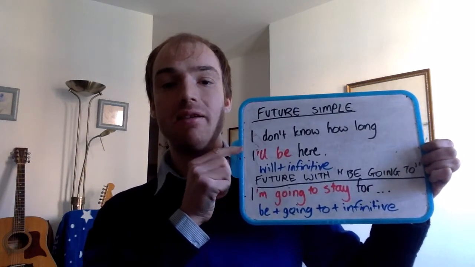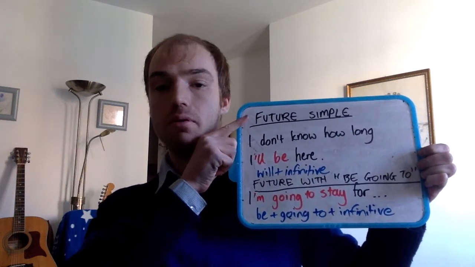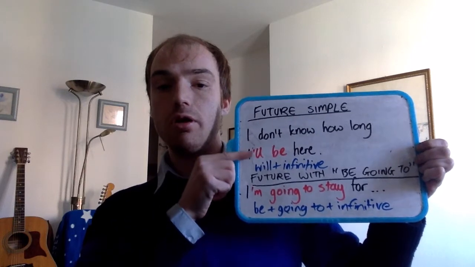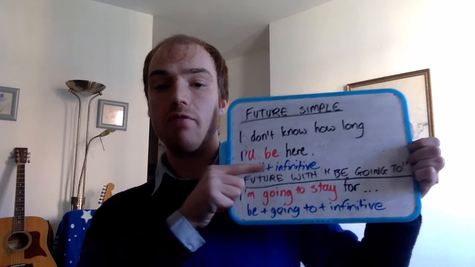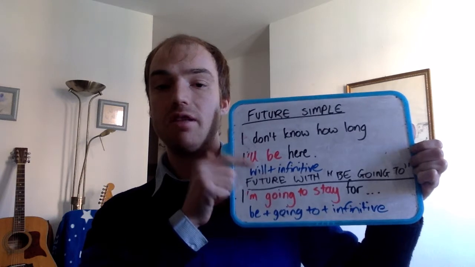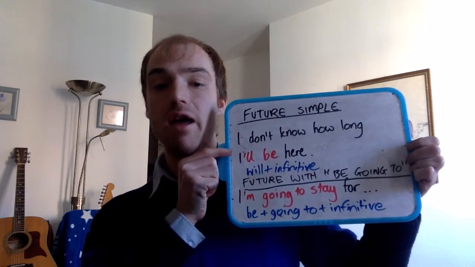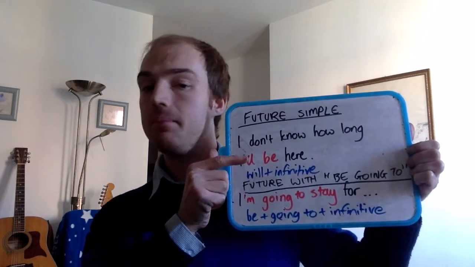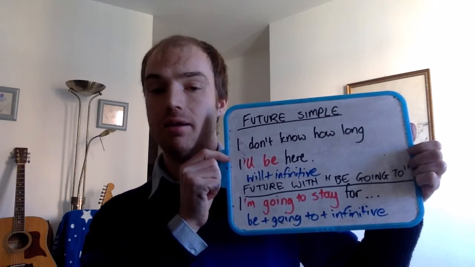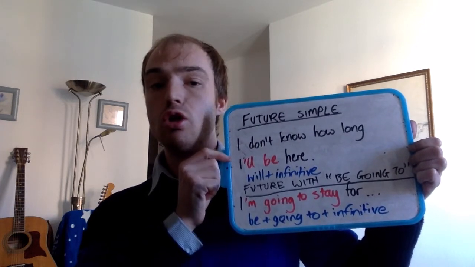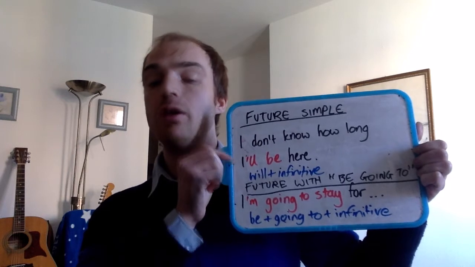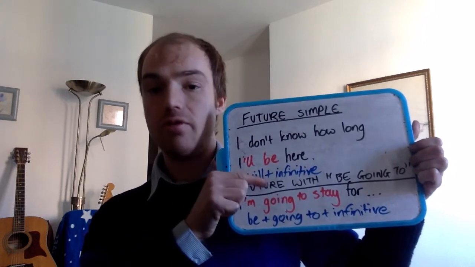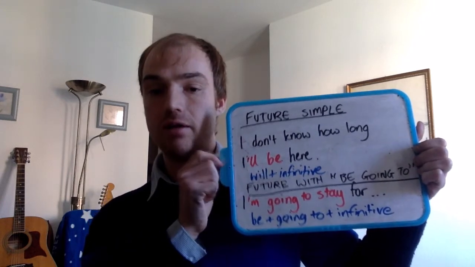So I'll be here. This is the future simple. Okay? We use will and we use the infinitive. The infinitive is be. So we use I, but we don't say I will am. No, we say I will be. We don't say you will are here. No, we say you will be. So we use the infinitive. Okay?